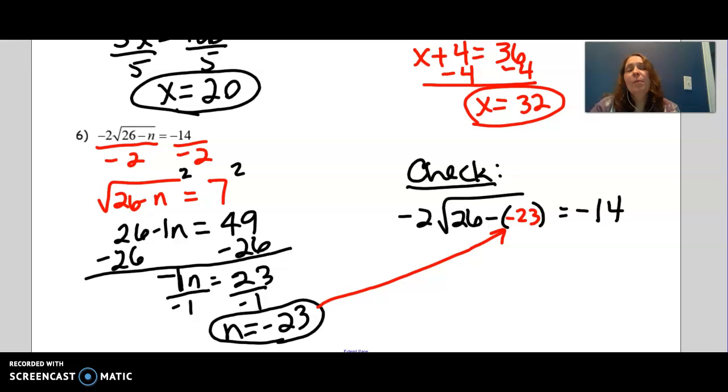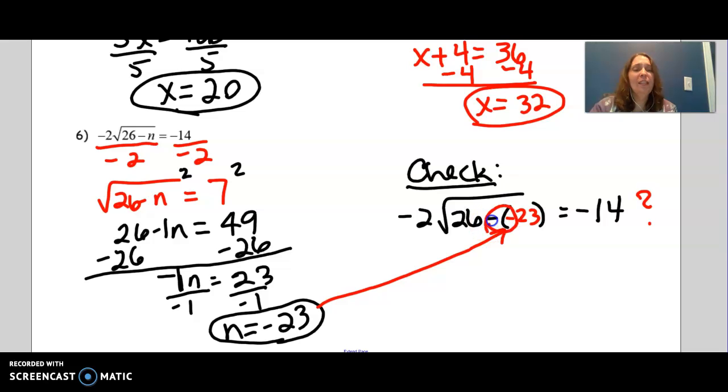Now, we did talk about how negatives could pose problems earlier, but just because the variable is negative is not the concern. It's what happens when you plug the variable back in that could get you into trouble. If n is negative, but when you plug it back in, there is still a positive number under the radical, like there is in this case, then you're okay. Take a look at what I wrote over here with this check. I rewrote the problem as negative 2 times the square root of 26 minus a negative 23 equals negative 14. That's what we need to double check.